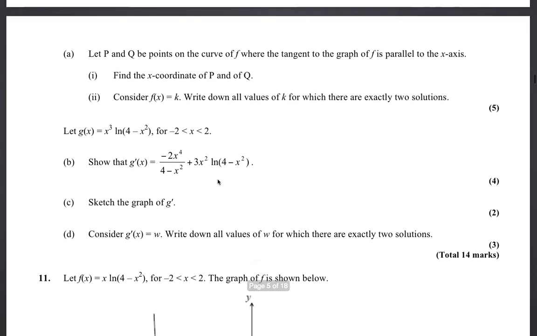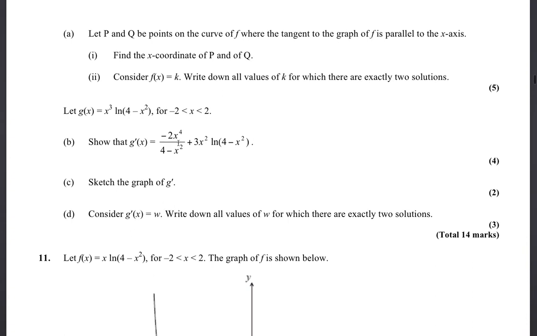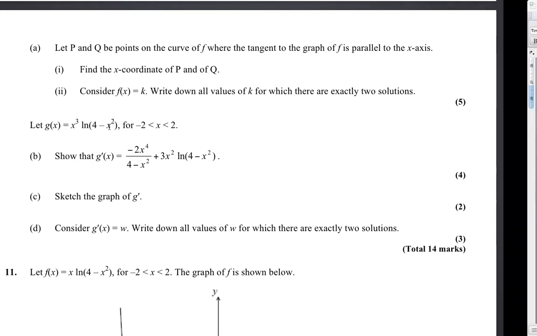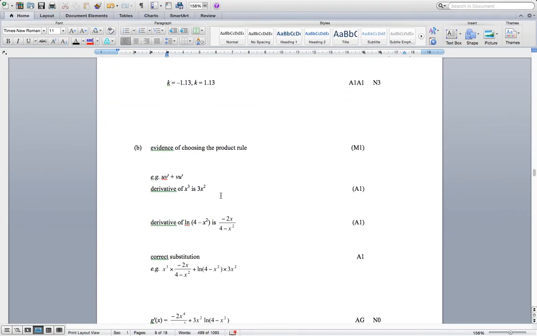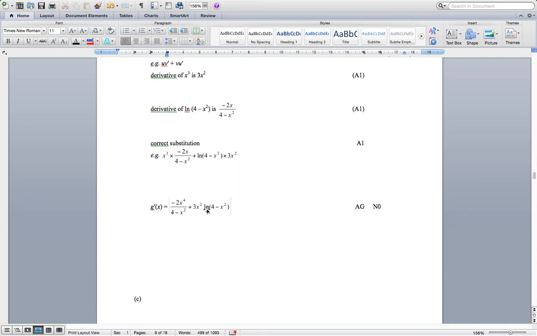Good. Now the second part, the g of x equal to this, and show that g dash of x is this. Okay. Now this is very simple. You have to use the product rule, isn't it? So let me look at the mark scheme. So here the derivative of x cube is 3x square, and the derivative of ln of 4 minus x square is this, and then correct substitution, and finally you prove this.